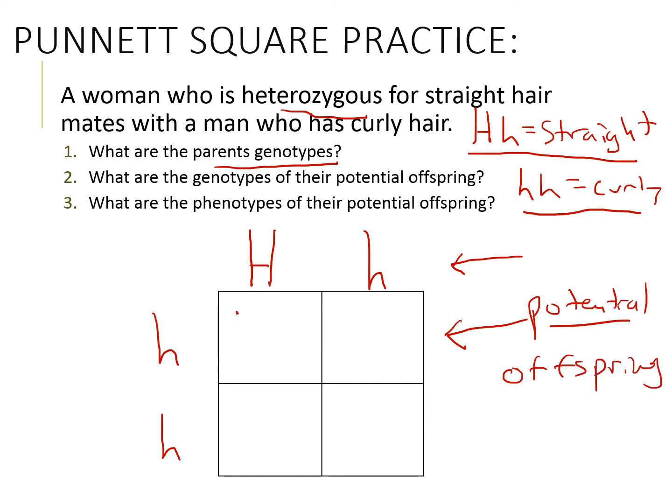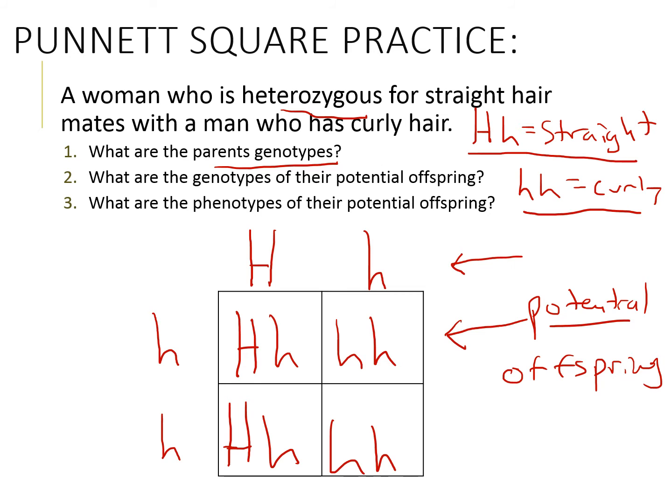So it's big H from mom, and then little H from dad. And then little H from dad, and also little H from mom. This one is a big H from mom, little H from dad. And lastly, little H from both mom and dad. So that is it. What we can say is as follows.